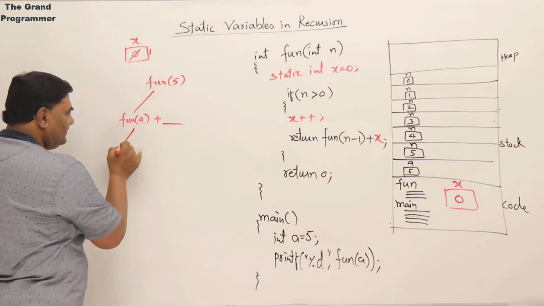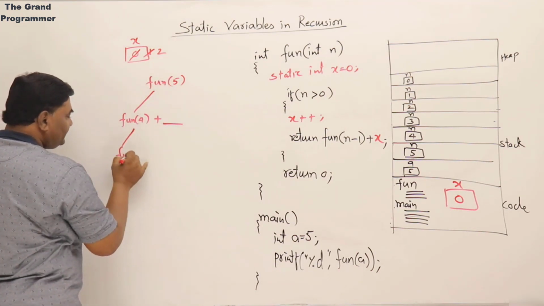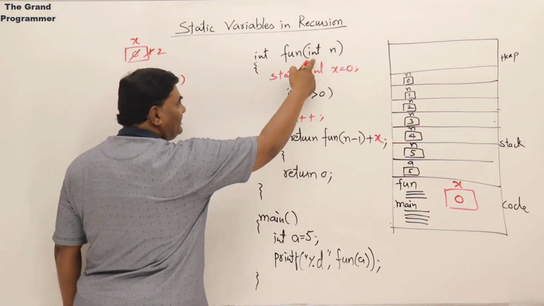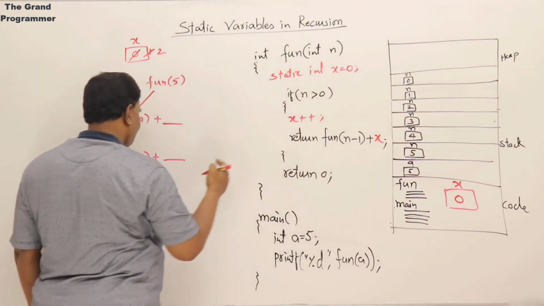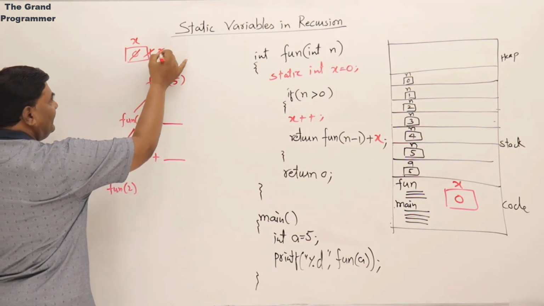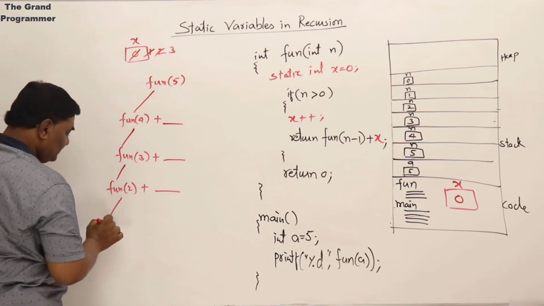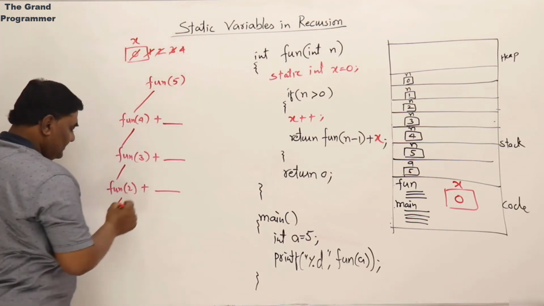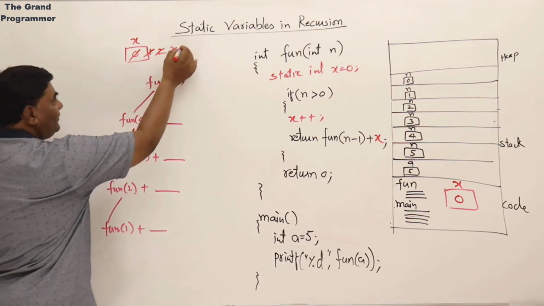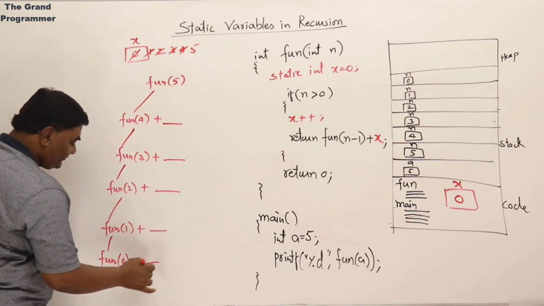Continue for this call. Again 4 is greater than 0, x plus plus, so this x becomes 2. Call function of 3 plus x should be added at returning time. Then call greater than 0, x plus plus, call itself. So 3, call for 2, x plus plus, then plus this x should be added. Then for this call, again this is 4 and call for 1 plus x should be added. Now for this call, this becomes 5 and call for 0 plus x should be added.